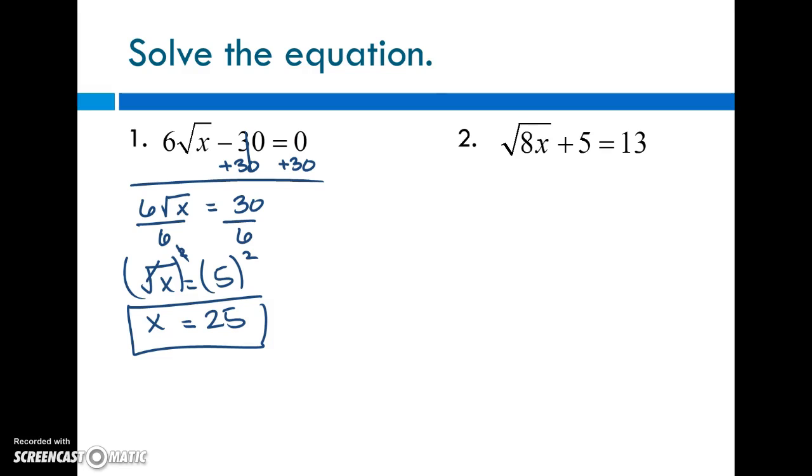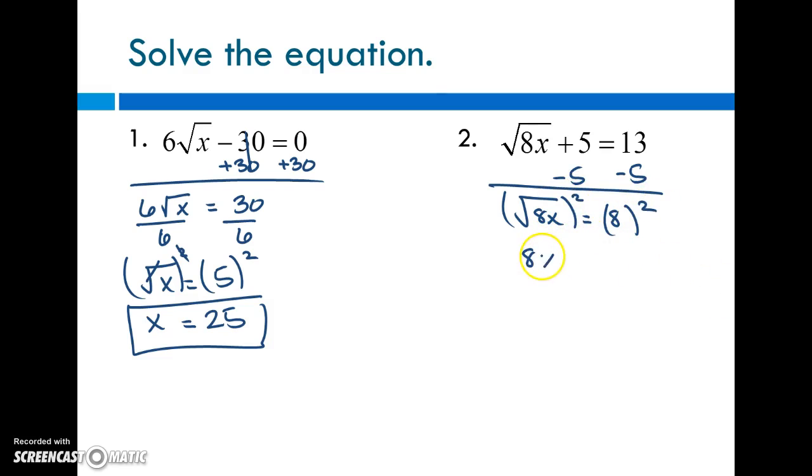So number 2, same thing that you just did for number 1, or similar to it, except this time I'm just going to subtract 5. And I have the square root of 8x is equal to 8. I cannot divide by 8 yet because it's inside of the radicand. So I'm going to go ahead and square to get rid of that radical sign.